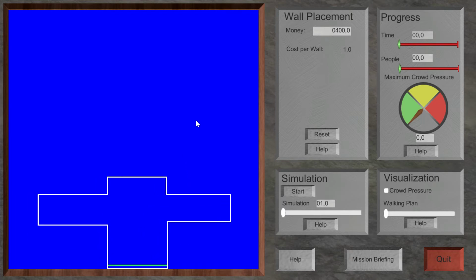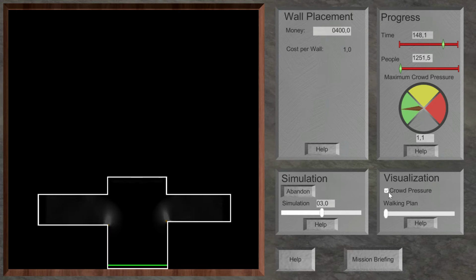If we start the simulation, we crank up the simulation factor a little to get it faster. First, we have people coming in from the left and the right side, and they all want to go to the green line on the bottom of the scene. If we turn on the crowd pressure, we see how probability density is increasing, especially at the corner points close to the entry.